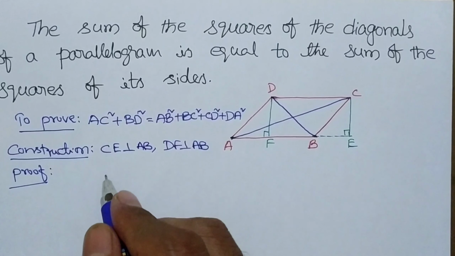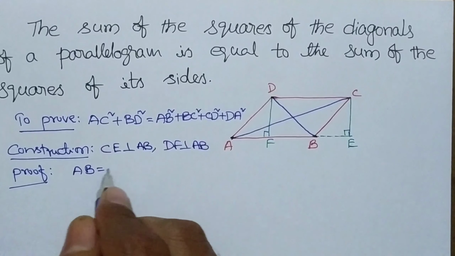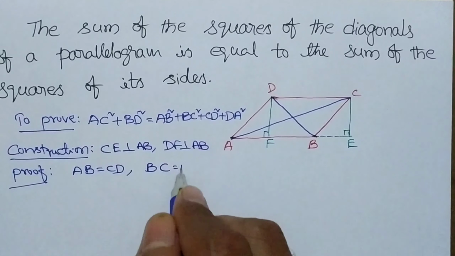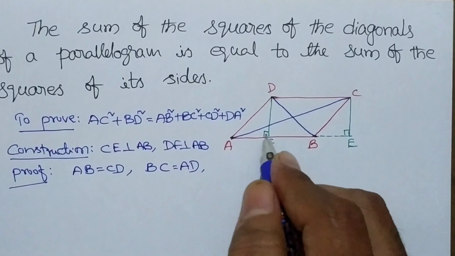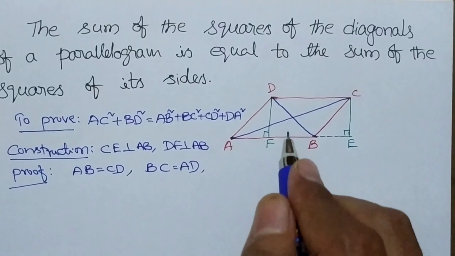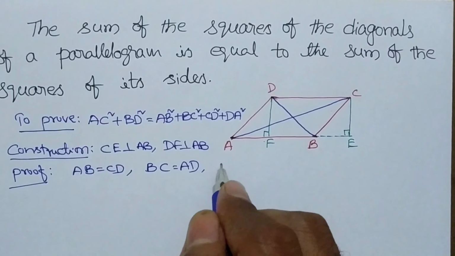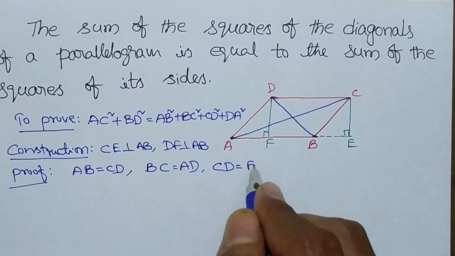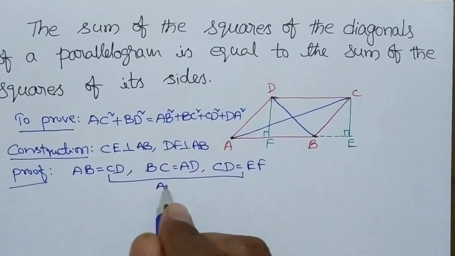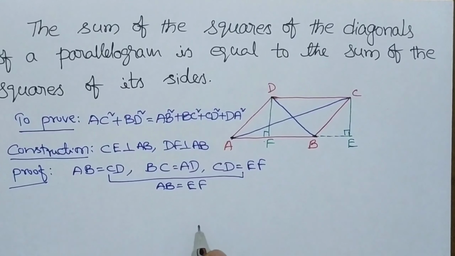Right. Now since ABCD is a parallelogram, we know that AB is equal to CD, opposite sides are equal, and BC is equal to AD. Now here you see, since both make 90 degrees, it can be taken as a rectangle in which we know that CD and EF are also equal. CD is equal to EF. By comparing these two, we can say AB is equal to EF also. So these can be used further.